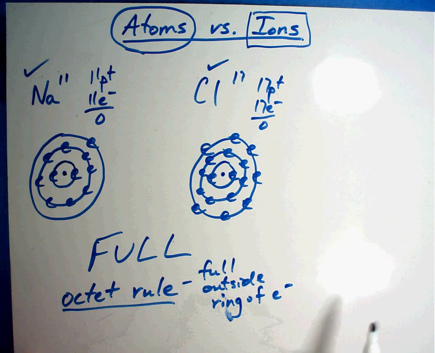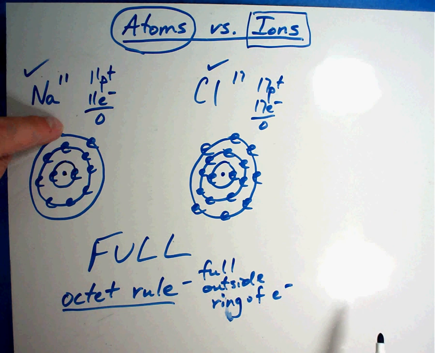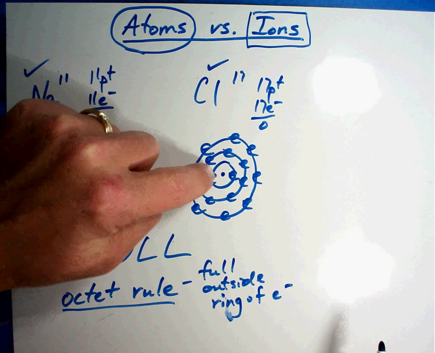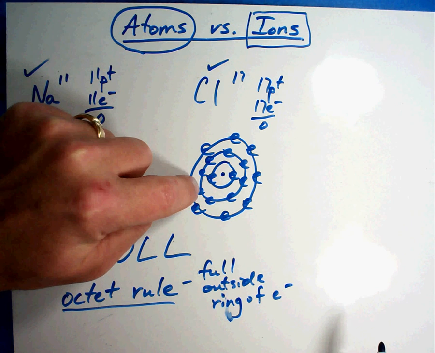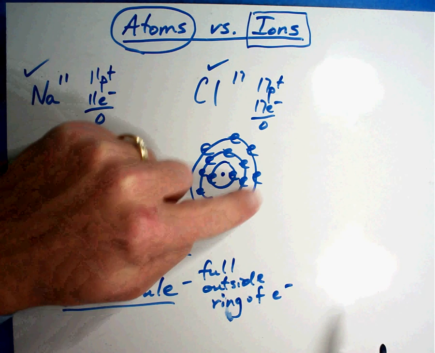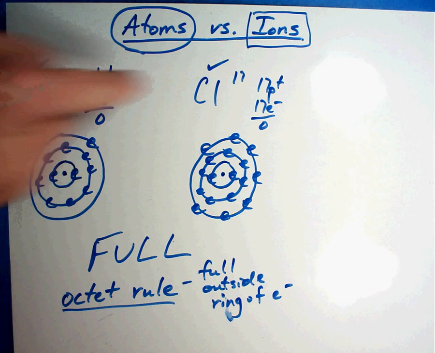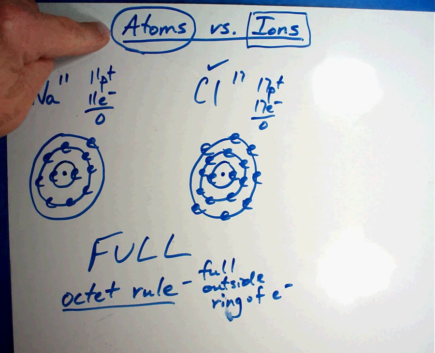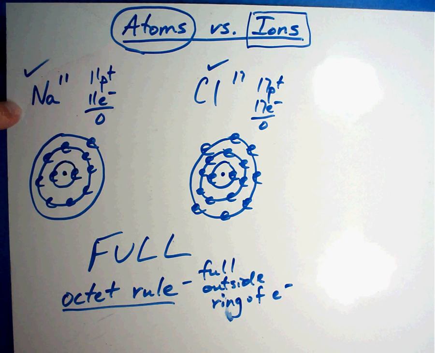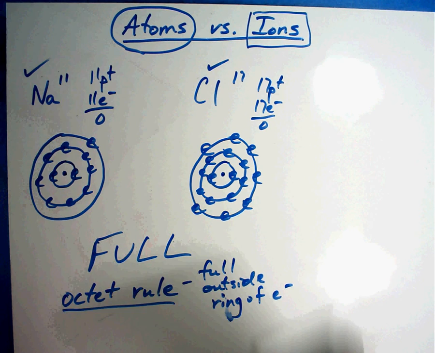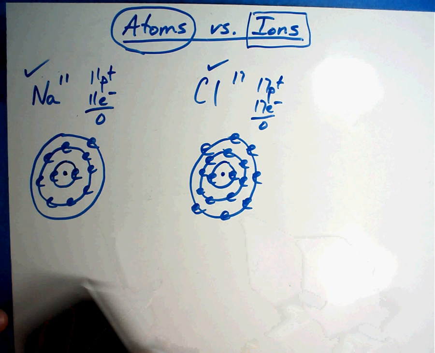Now let's check. First ring's full, 2. Second ring's full, 8. Third ring only has 1. That's not full. First ring has 2. That's full. Second ring has 8. That's full. Third ring has 7. Oh, he's so close. But he's not full either. Atoms, this is correct. This is correct. So you have to watch your words. If it says atom, this is right and this is right. But atoms don't like to be like that. They want to be full.